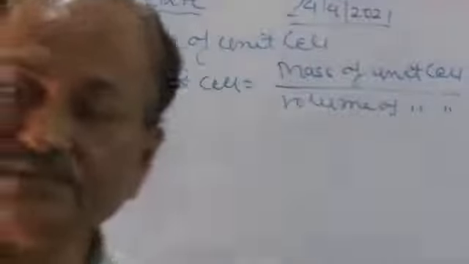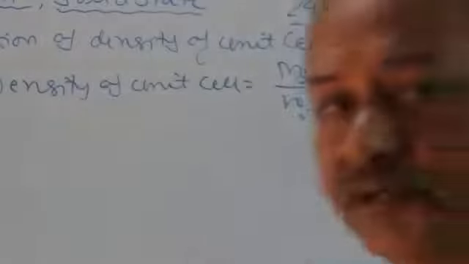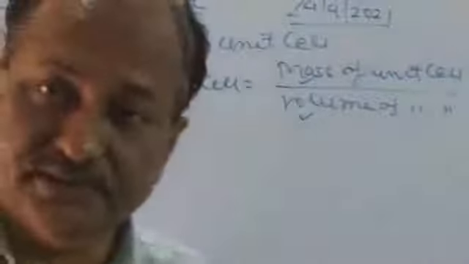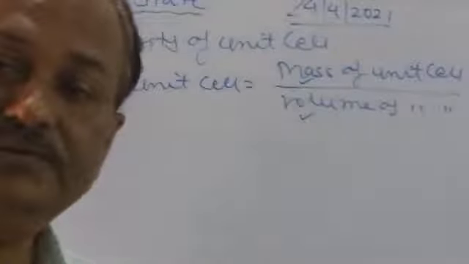And so here, density of any substance, what is the formula? Density is equal to mass upon volume. Mass of unit cell and the volume of unit cell. And so this is the first important point to find out or calculate the density of unit cell.